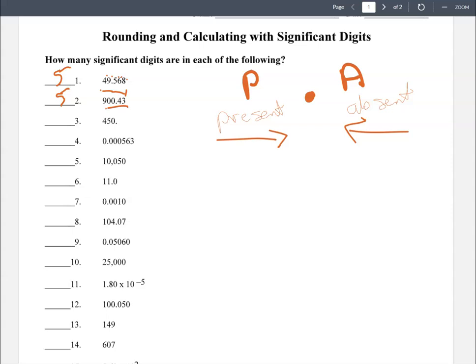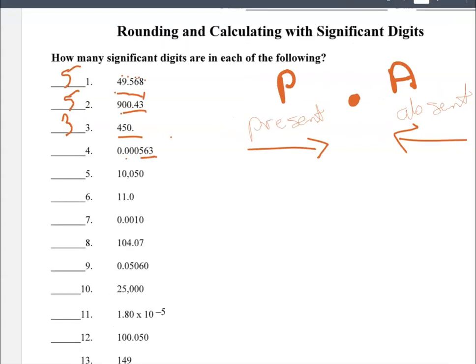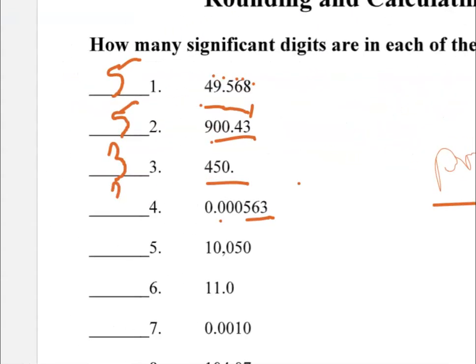Number 3, a decimal is present. We go left to right from the first non-zero. There are 3 significant figures. Number 4, a decimal is present. The 5 is the first non-zero. So 5, 6, and 3 significant figures.